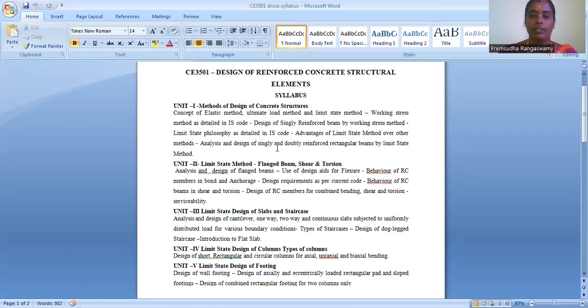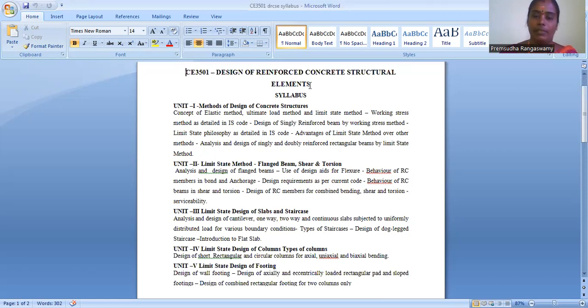What is meant by concrete? I think you are all familiar with the word concrete. What are the ingredients of concrete? Concrete is a mixture of coarse aggregate, fine aggregate, cement, sand, and water. So what is the difference here in this subject, Design of Reinforced Concrete Structural Elements?